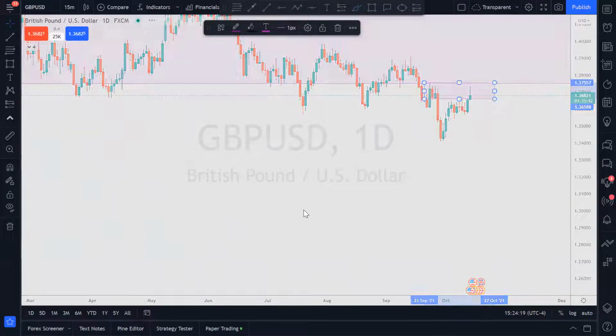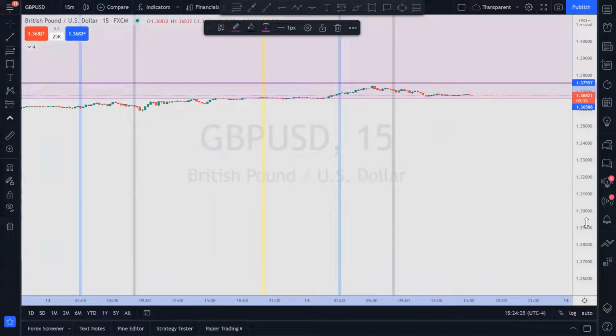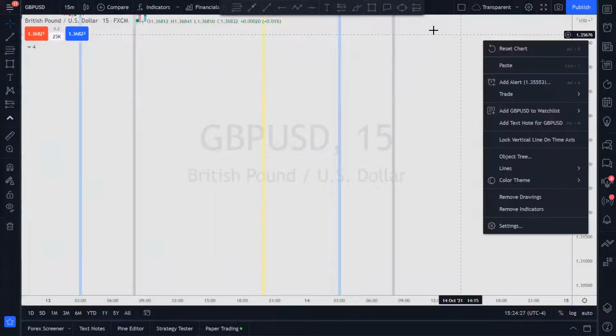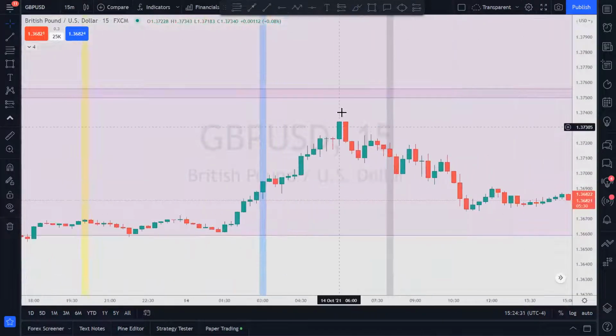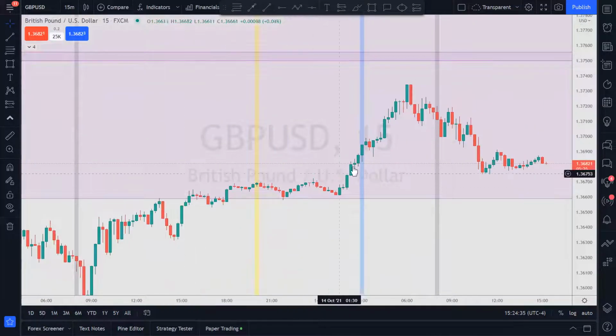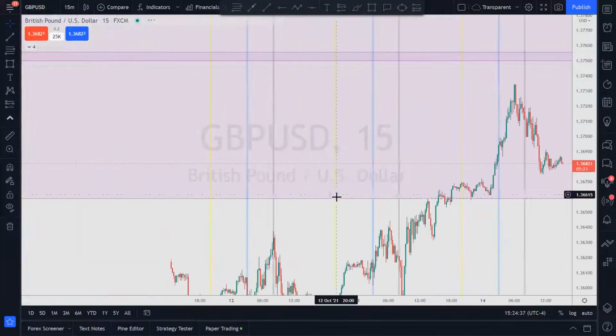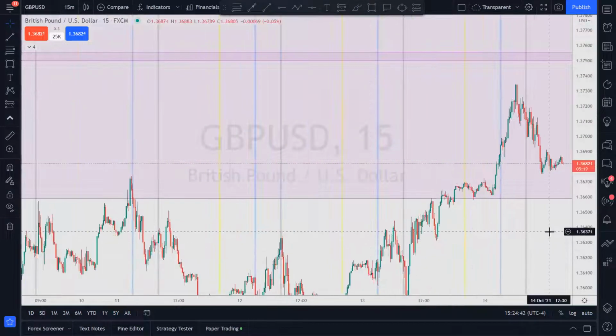All right, let's go down to 15, and I'm going to turn on the sessions indicator, right? And we're going to look for that 8 o'clock bus. All right, so far, where are we? We're here. This is where we're looking for price to come back and test that order block, right? I got it all the way over there.